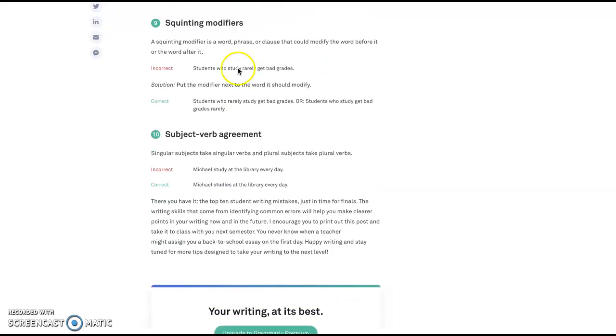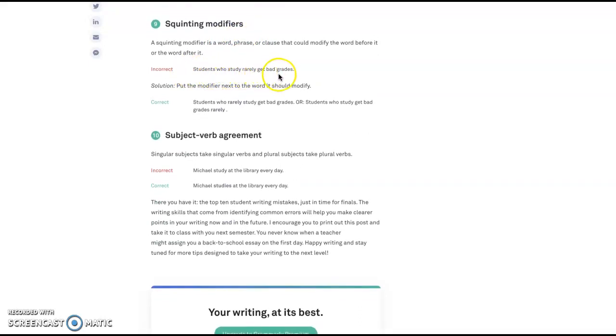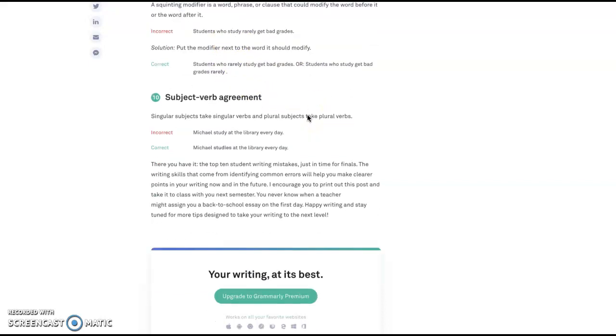Comma misuse, like I said, you'll learn more about commas because that's a hard one. More comma stuff. Squinting modifiers, this is a hard one. Incorrect: students who study rarely get bad grades. This is kind of how you should put it because you should have a modifier next to the word: students who rarely study get bad grades, okay? So instead of putting students who study rarely, you want students who rarely study. So the rarely should actually come first. That's a hard one too, but the more you write, the better off you'll feel with those.